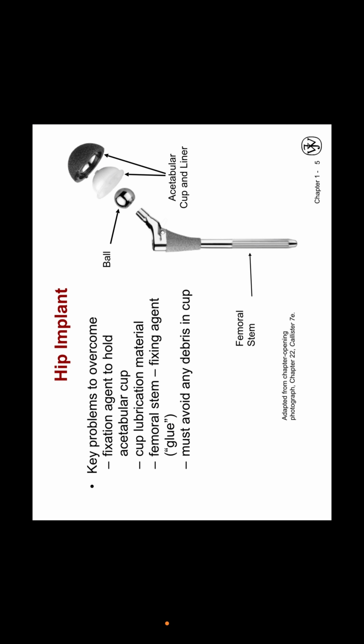Hip implant diagram. This slide shows a detailed diagram of hip implant components: the femoral stem, the ball, the acetabular cup, and the liner. Each part requires materials with specific properties. For example, the femoral stem needs high strength, while the liner must reduce friction. Engineers must solve problems like fixation, wear, and long-term reliability.